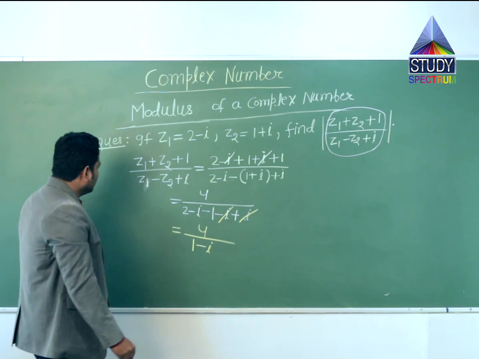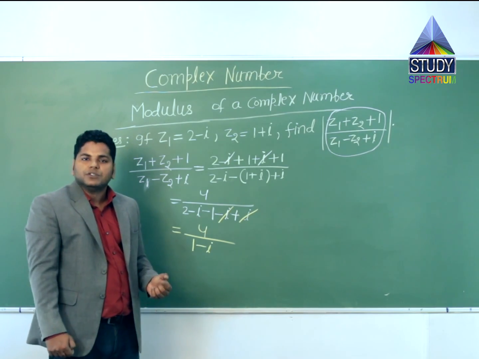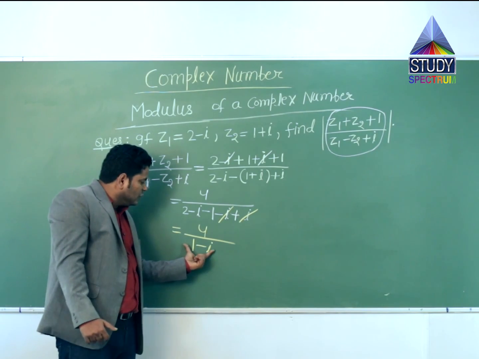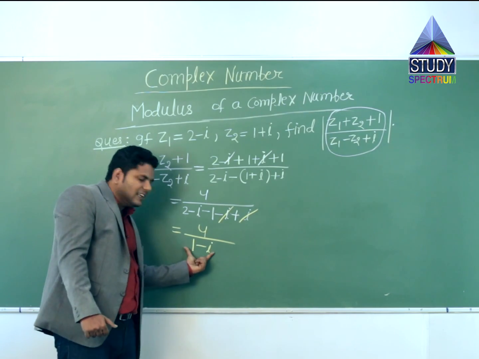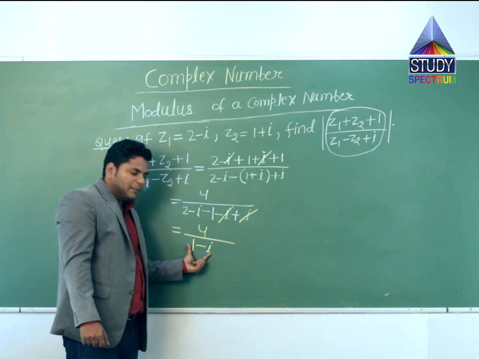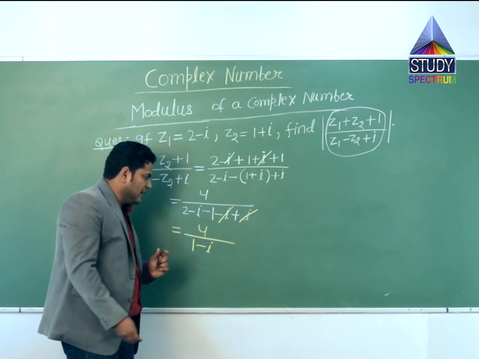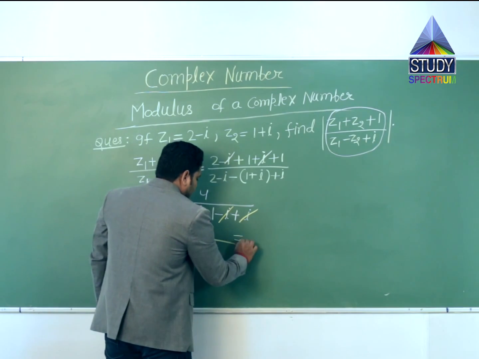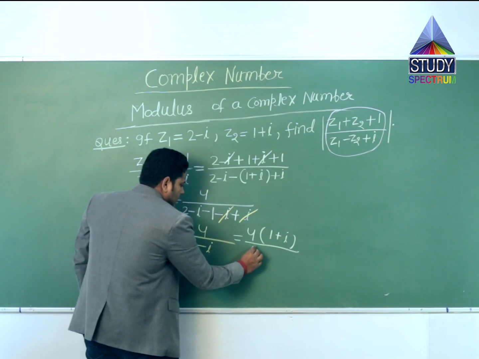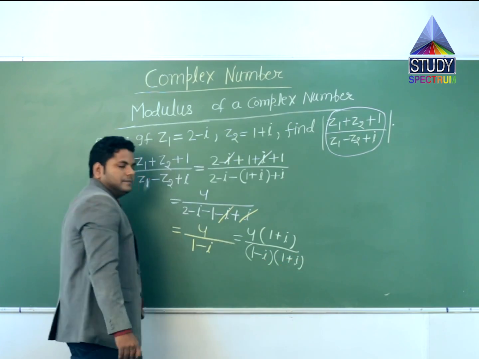Okay, got it? So we have to convert this in terms of x plus iy. So we have to make the denominator free from i, and to make the denominator free from i, we have to rationalize the denominator. So we'll multiply the numerator and denominator by changing the sign between these two terms. So we'll multiply the numerator and denominator by 1 plus i. So we can write 4 into 1 plus i upon 1 minus i, which is already there, into 1 plus i. Got it?